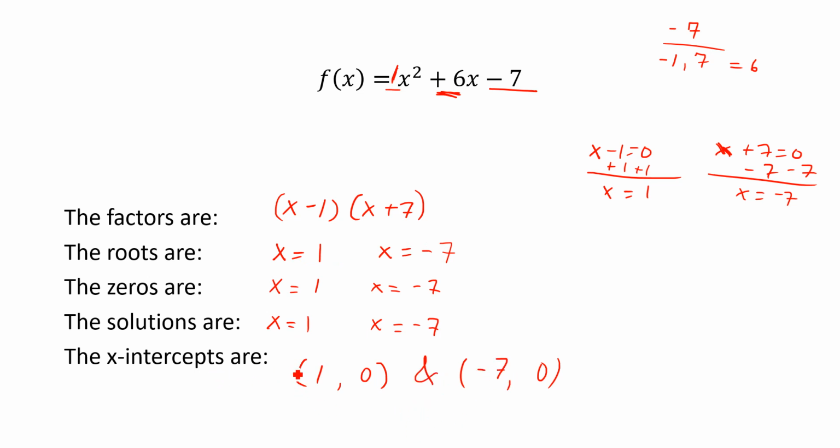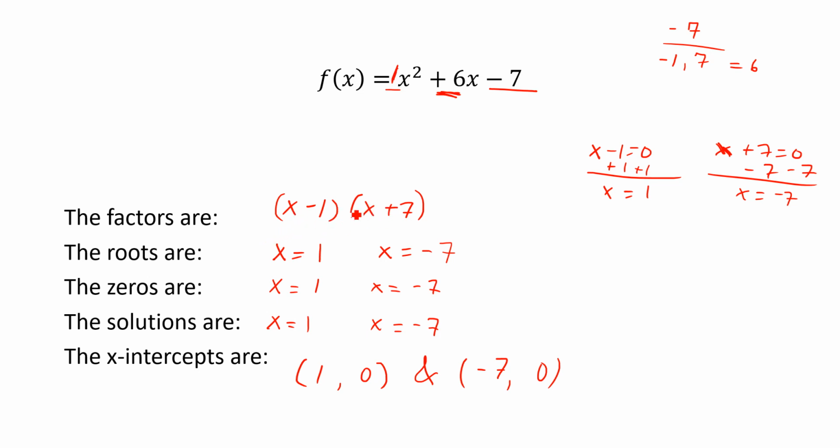So our x-intercepts are (1, 0) and (-7, 0). Our roots, zeros, and solutions are all the same values, and our factors just take those values and make them the negatives of what they already are. They change the signs.